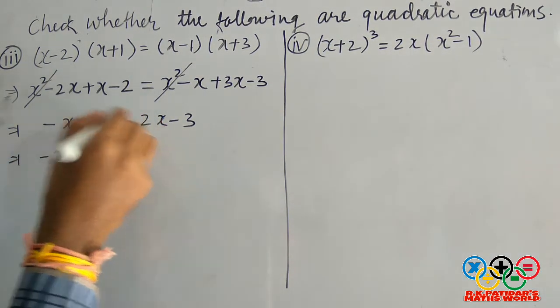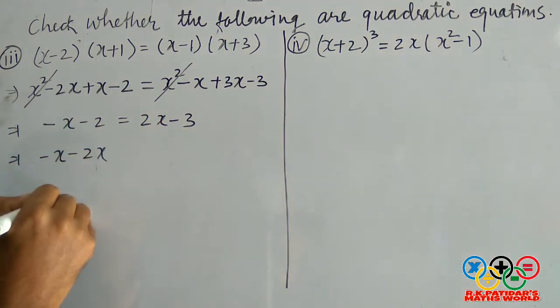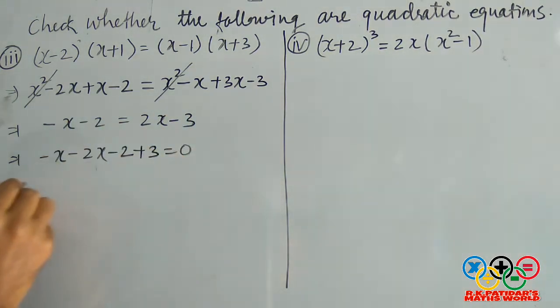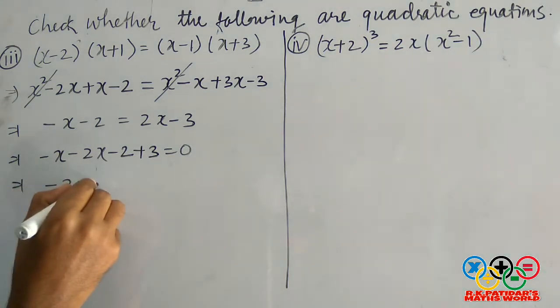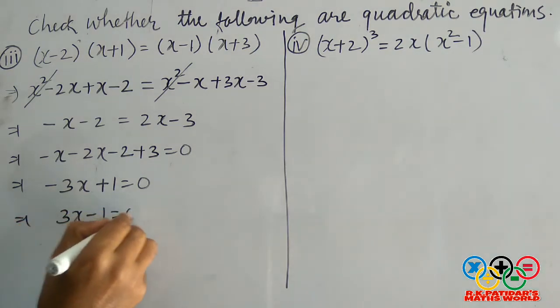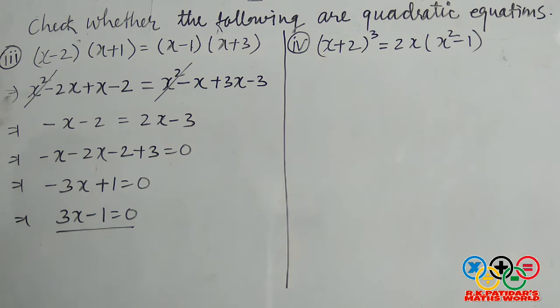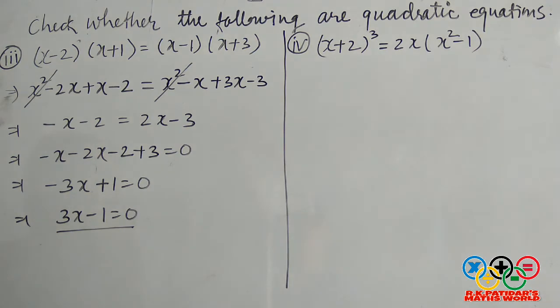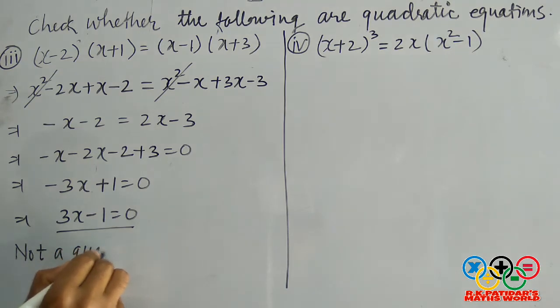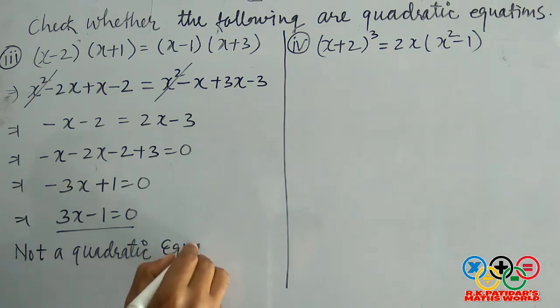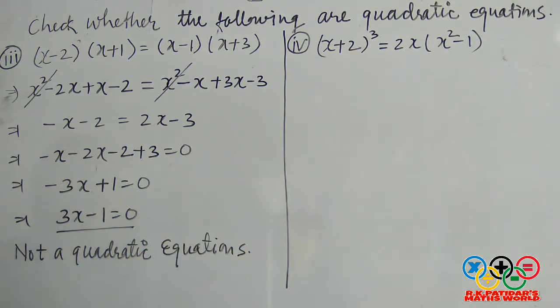Minus x, transpose 2x to this side, you will get minus 2x, and minus 2 transpose 3 here, so plus 3 is equal to 0. So it is minus 3x plus 1 is equal to 0. So 3x minus 1 is equal to 0. Multiply by minus sign both sides. So highest power of variable is what? 1. So it is a linear equation, not a quadratic equation. We have to check whether it is a quadratic equation or not. So what we conclude, this is not a quadratic equation.